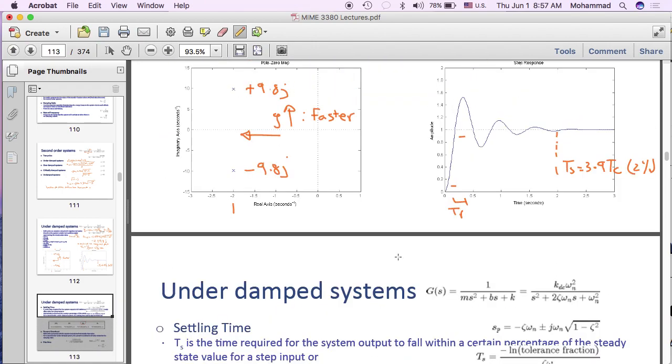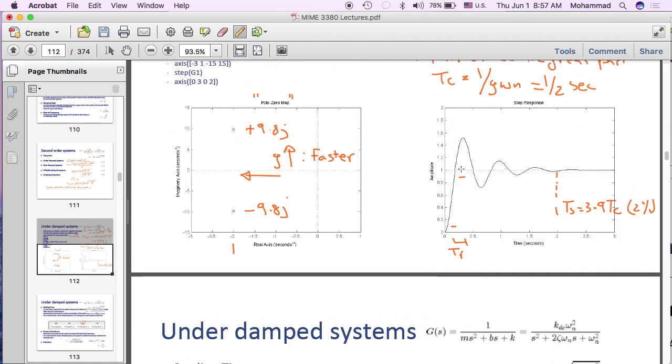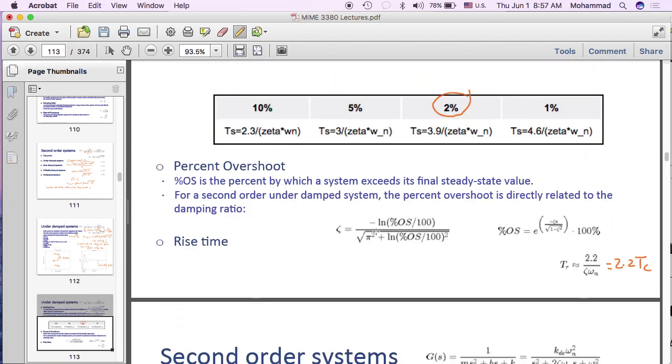So let's go back here. What is the percentage overshoot of this system roughly? If this is roughly 0.5, let's make it easy. This is 50% overshoot. So the steady state value is 1, so it goes over that value by 50%. So bring out your calculators and plug 50% into this equation. So that's 50 divided by 100, which is 0.5. So minus natural log of 0.5 over square root of pi squared plus natural log of 0.5.